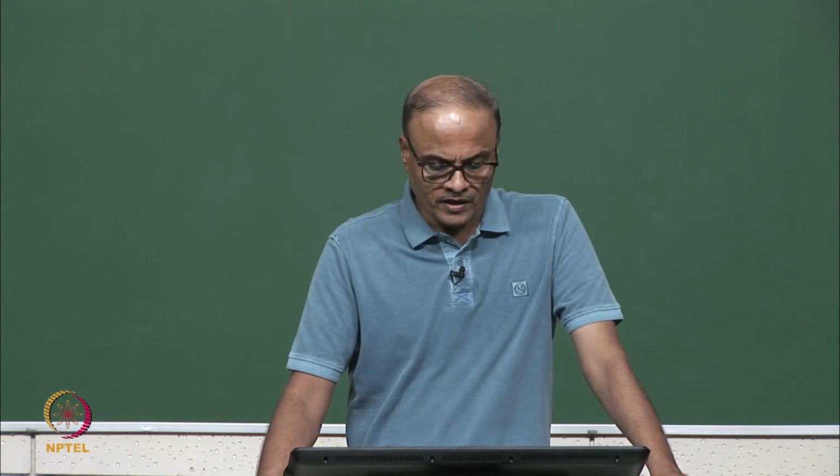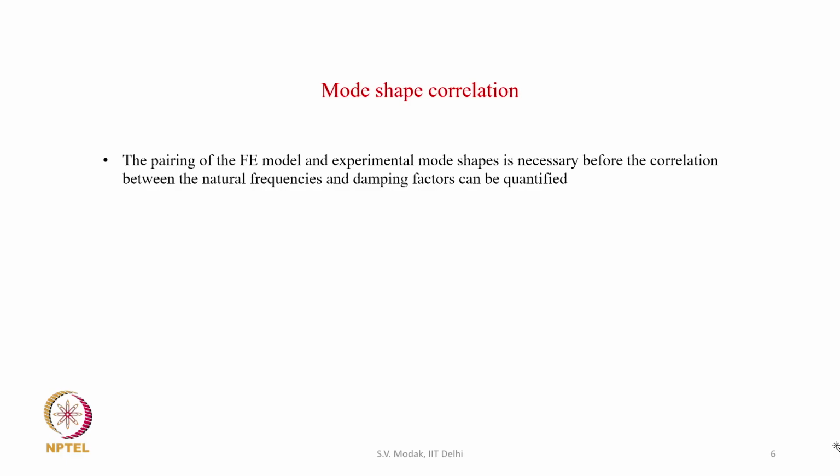The mode shape correlation involves comparing the mode shapes identified from the FE model with those from the modal test. The pairing of the FE model and experimental mode shapes is necessary before the correlation between the natural frequencies and the damping factors can be quantified. Here we need to first find the pairs of the modes which correlate. For example, we should know which mode from the FE model correlates with a particular mode from the experimental set.